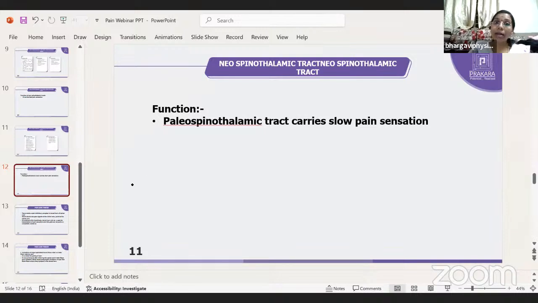Now we are done with the neospinothalamic tract as well as the paleospinothalamic tract pathway, or else you can present it in the form of the lateral spinothalamic pathway also. So you can mention there that C fibers are carrying the slow pain sensation and A delta fibers are carrying the fast pain sensation. Like that you can write under the lateral spinothalamic pathway also.